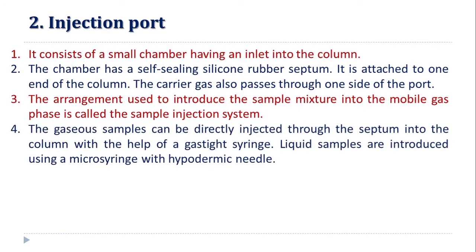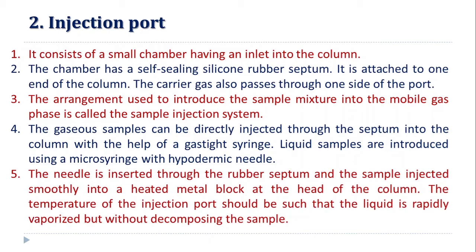The gaseous samples can be directly injected through the septum into the column with the help of a gas tight syringe. The liquid samples are introduced by using a micro syringe with hypodermic needle. So if our samples are in a gaseous form, then we can insert them directly into the column through the septum with the help of a gas tight syringe. But if our sample is a liquid, meaning solution samples are there, then we have to introduce it by using a micro syringe with hypodermic needle.